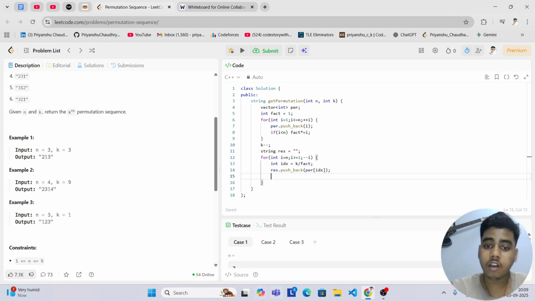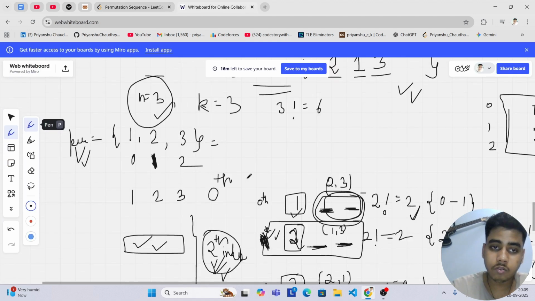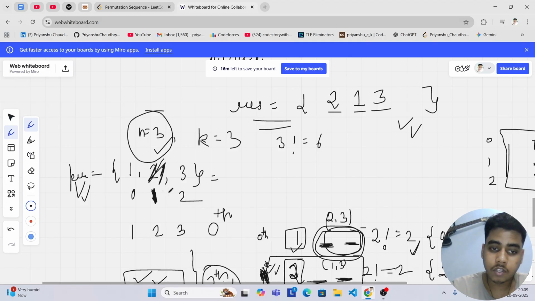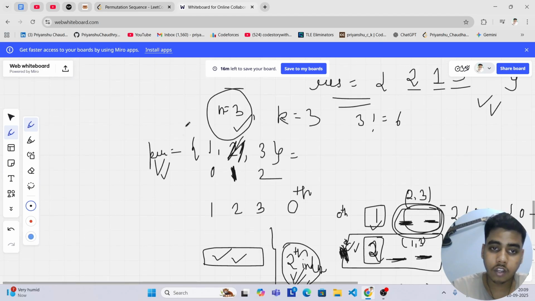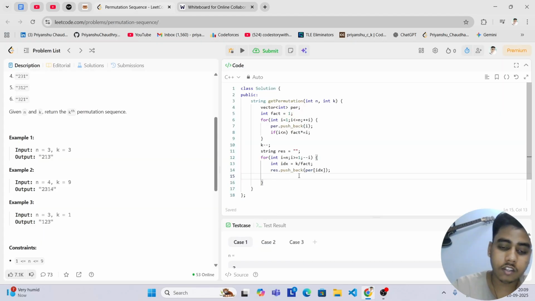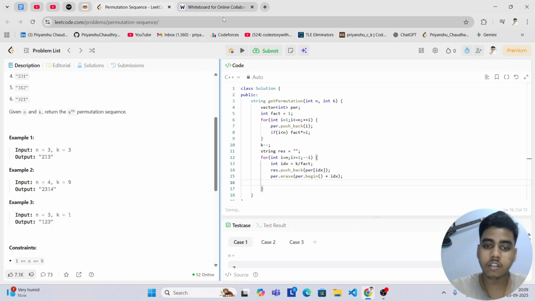All right, and after pushing back 2, I can delete this 2 from here, so that after moving I can get just 1, 3. I have to delete this. So for deleting from the vector, I can just use the erase function. So permutation dot erase, and I will pass here the iterator. This will be permutation dot begin plus idx.